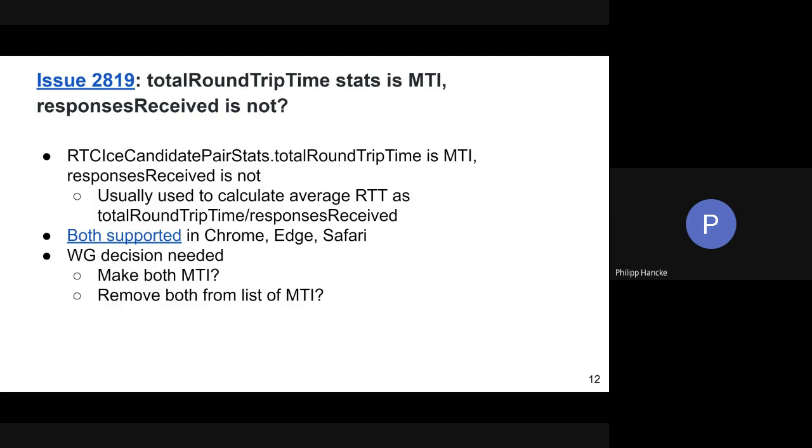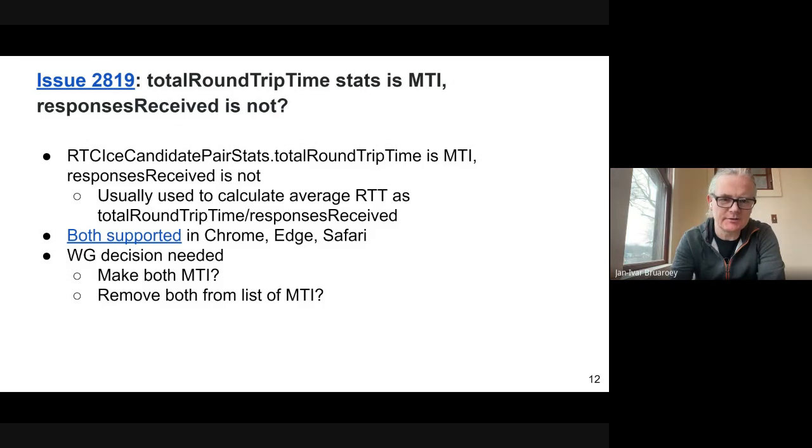It seems that Jan-Ivar had a comment. Yes, sorry for being late to add a comment. I added it to the issue tracker. But I think based on Firefox's stack, it does not compute total round trip time. We were under the impression that the spec was moving toward using smoothed round trip time instead, which is an SCTP stat, only to realize that later.